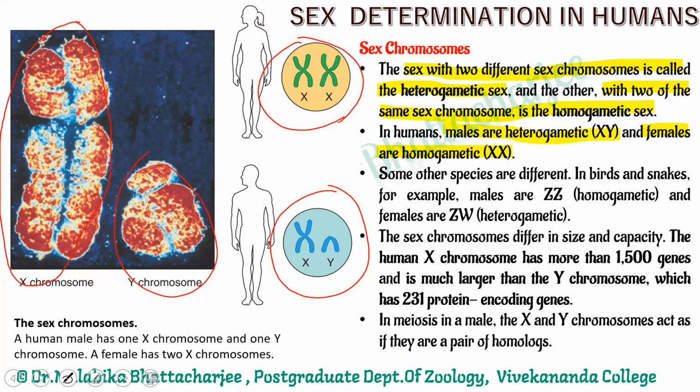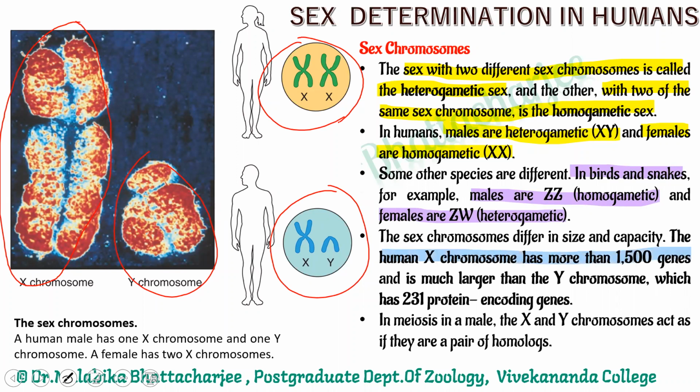So that is the normal way in which sex is determined in humans, where the Y chromosome plays an important role in determining the sex of the embryo. How does the Y chromosome play a role? We'll get into that in the next slides. But before that, there's another important piece of information. In birds and snakes, for example, males are homogametic and females are heterogametic. So that is the ZZ homogametic and ZW heterogametic mode of sex determination in birds and snakes.